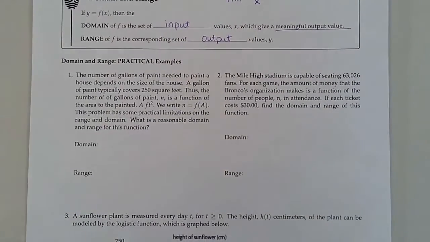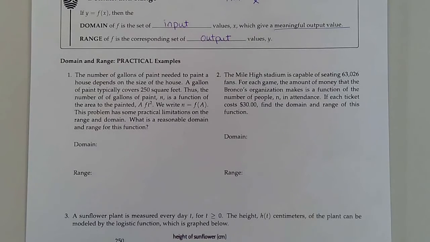The number of gallons of paint needed to paint a house depends on the size of the house. A gallon of paint typically covers 250 square feet. Thus, the number of gallons of paint, which we'll represent with n, is a function of the area to be painted, A, and that is in feet squared. We'll write n equals f of A as our function notation.